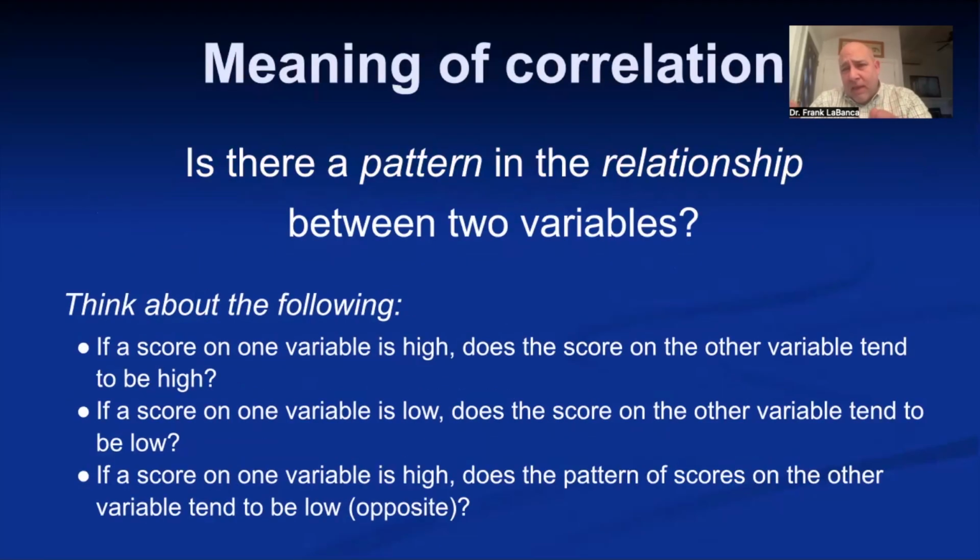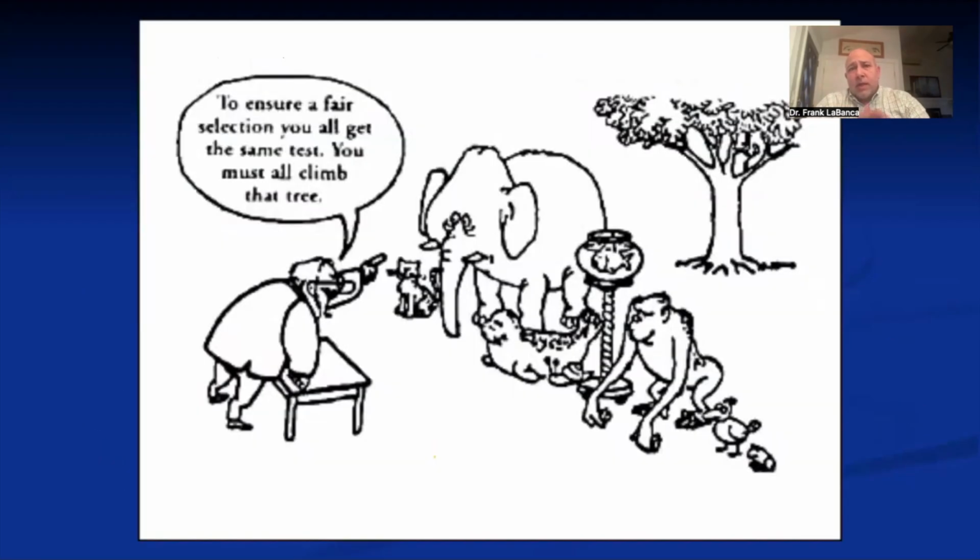Let's just make some meaning out of that. So, is there a pattern in the relationship between two variables? These are ways you can think about it. If a score on one variable is high, does the other one tend to be high? If one is low, does the other one tend to be low? And/or the opposite relationship: if one is high, does the other tend to be low? And is there a pattern between that?